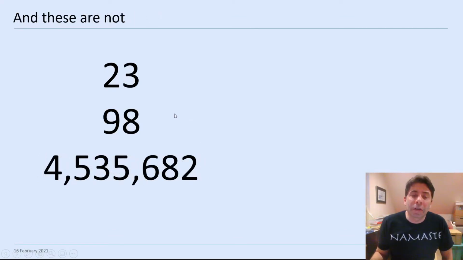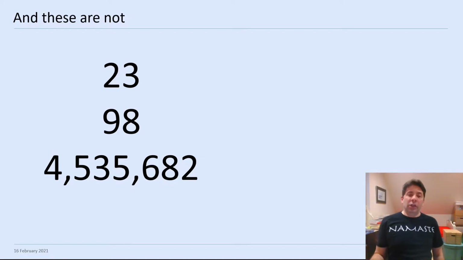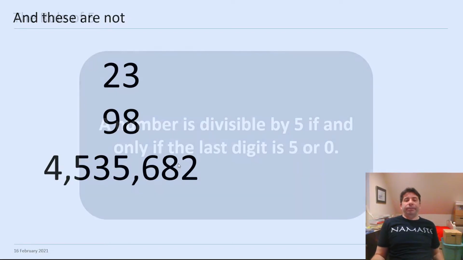These numbers are not divisible by 4. 23 is not, because it's just 1 less than 24, which is 6 fours. 98 is not, because it's 2 less than 100, which is. Let's look at this number. The question is whether 4 goes into 82. Well, 4 goes into 80, but then you've got remainder 2. So 4 does not go into this big thing.